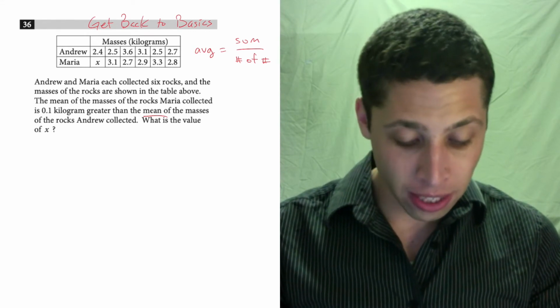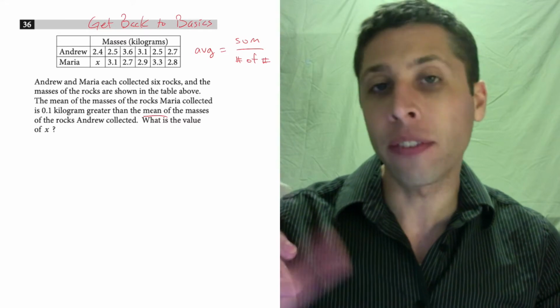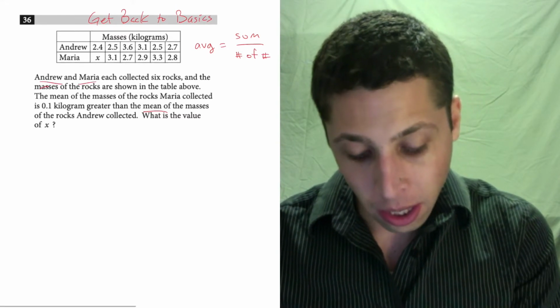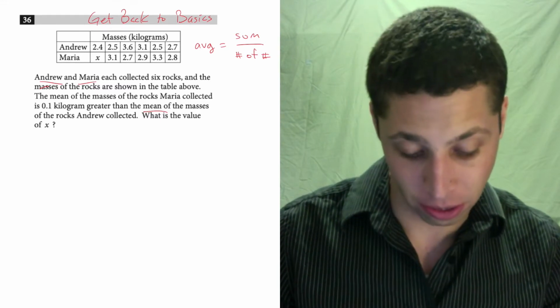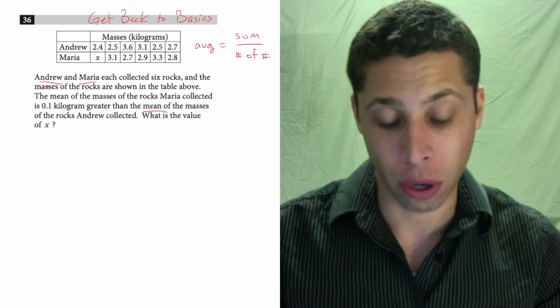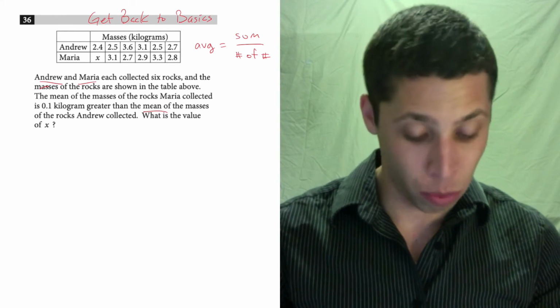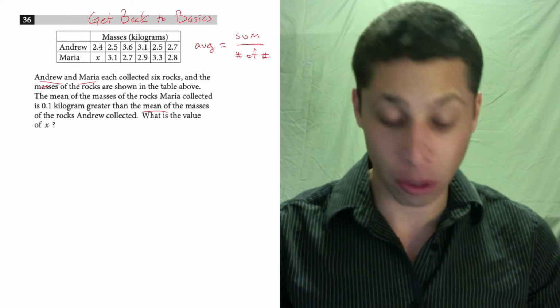Now, the first thing that they tell us is that we basically need to find the mean of both Andrew and Maria's masses here, the rocks in their collection. So we should do the easier thing first. The easier thing would be Andrew, since we have all of the data for him. We don't have to deal with his x.